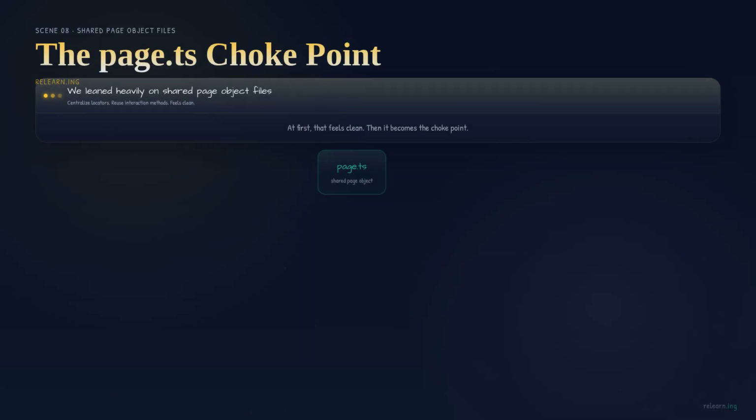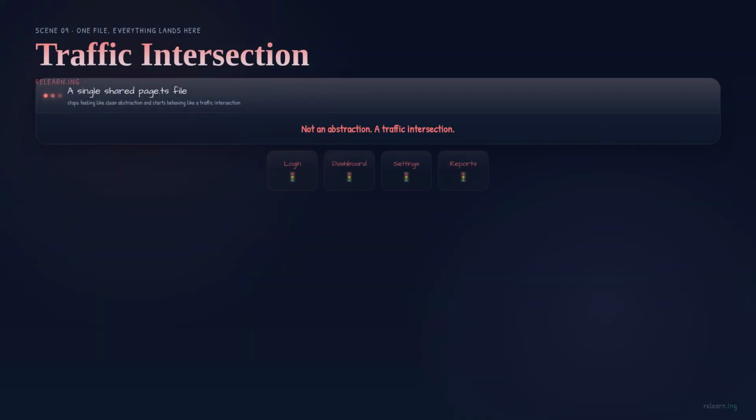One of the biggest amplifiers was the way we structured the Playwright layer. We leaned heavily on shared page object files. At first, that feels clean: centralized locators, reusable interaction methods. The failure mode starts when that same file becomes the default landing zone for unrelated UI work. A single shared page file stops feeling like clean abstraction and starts behaving like a traffic intersection.